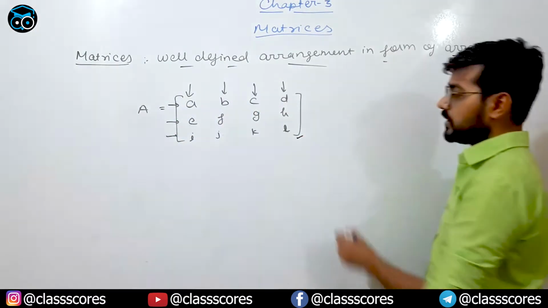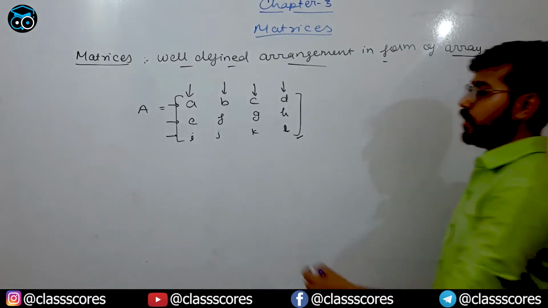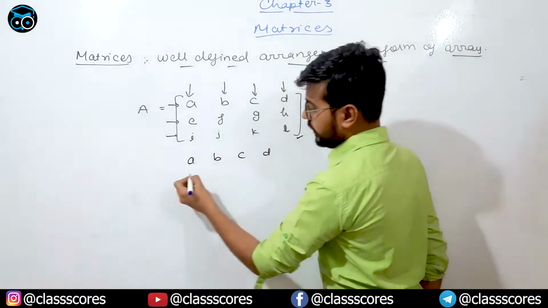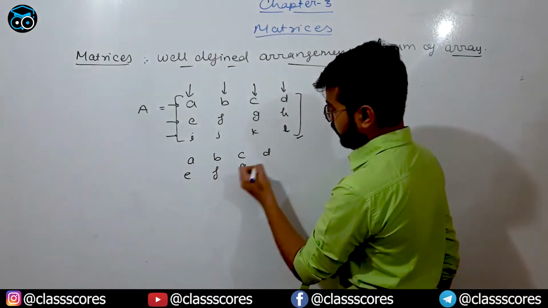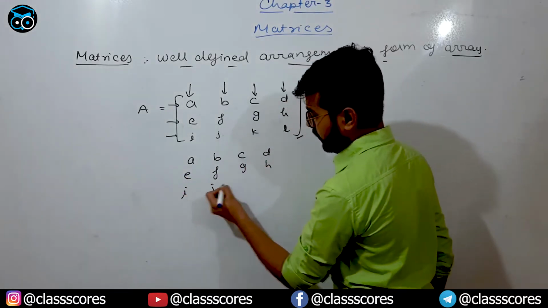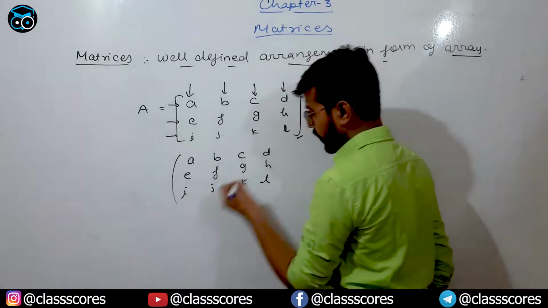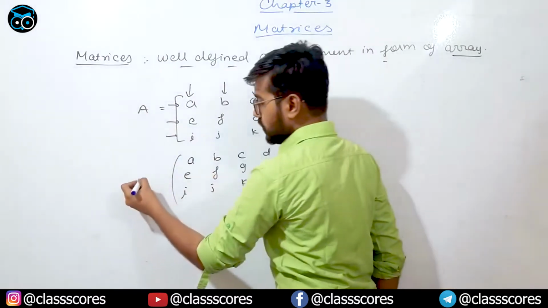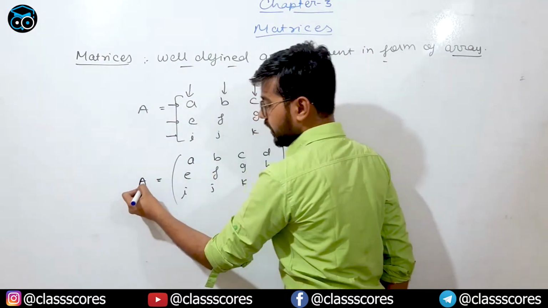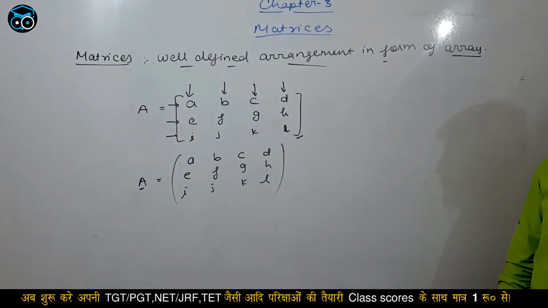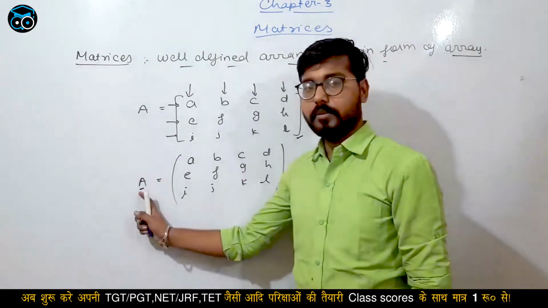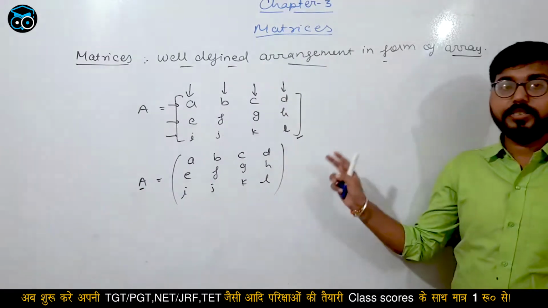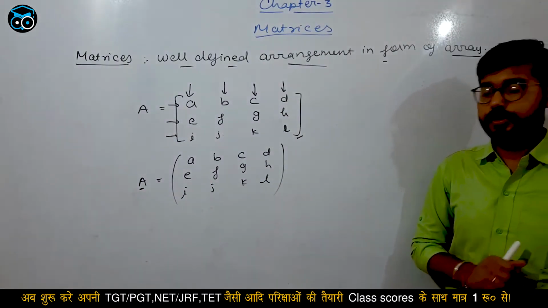It is always covered by square brackets or some braces, like we can also write this in this bracket, I, J, K, L. We can also write this in this bracket. Matrices are always represented with a capital alphabet. Whenever a capital alphabet is given, it means some matrix will be given for this.